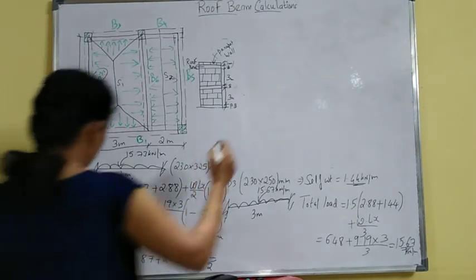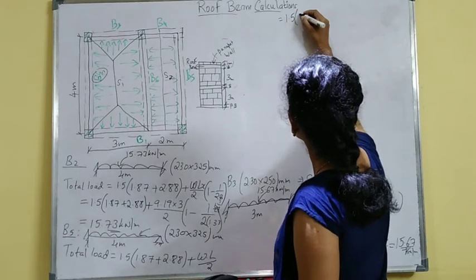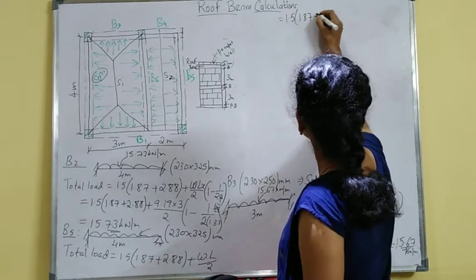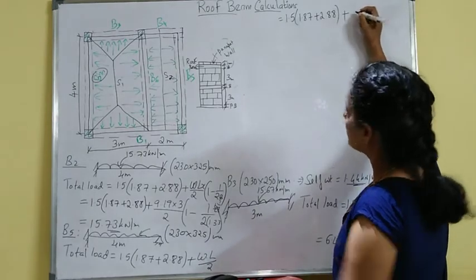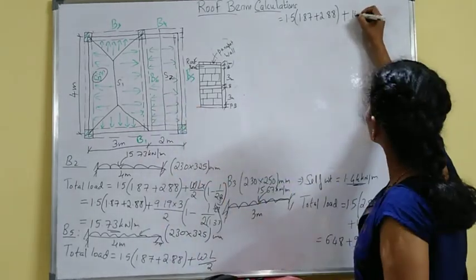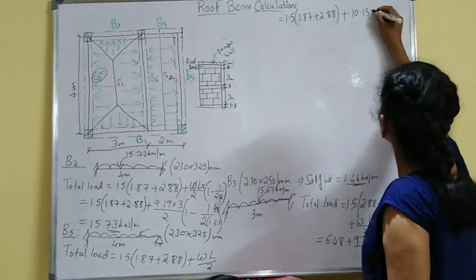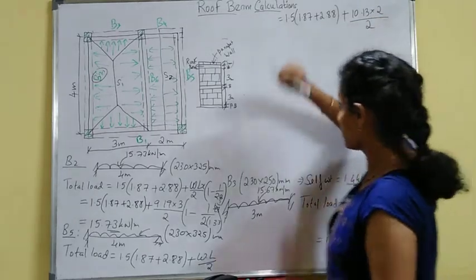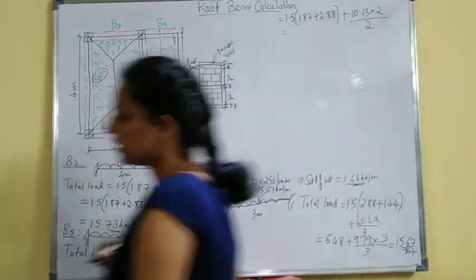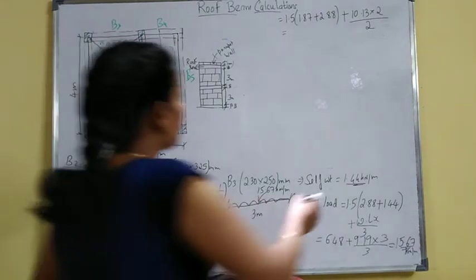So substitute, plus W for S2 is 10.13. Here the length is 2 meter, divided by 2. Calculate. 17.25.